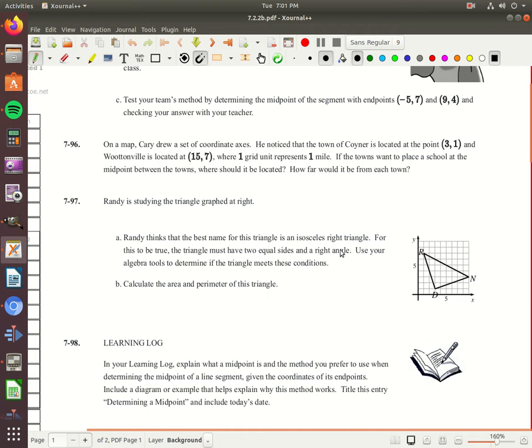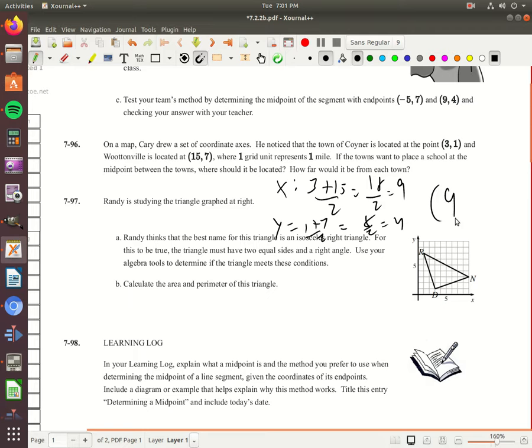I could graph this, but I don't need to. The x, again, is going to be 3 plus 15 divided by 2, or 18 divided by 2, which is going to be 9. The y is going to be 1 plus 7 divided by 2, or 8 divided by 2, which is 4. So (9, 4) will be the midpoint of these two towns. You can see it's kind of easy once you get going with those midpoints.